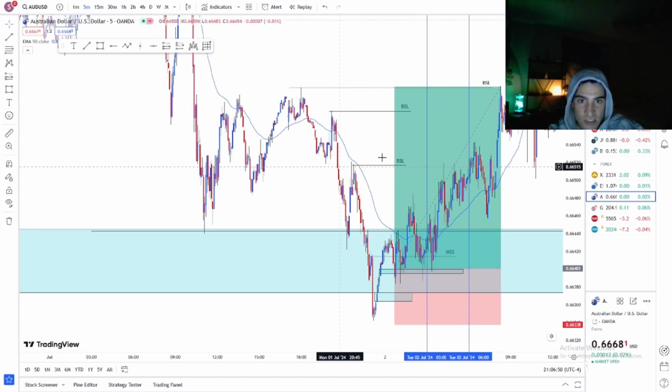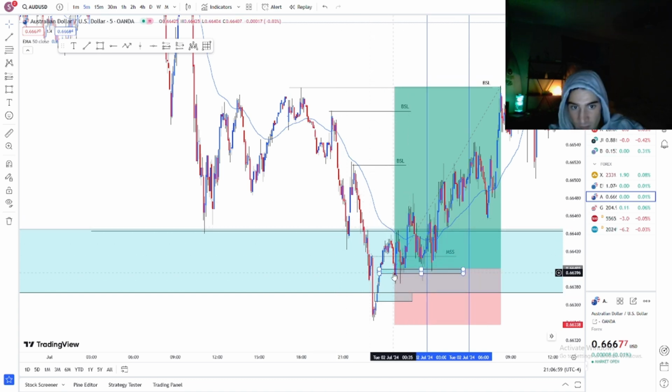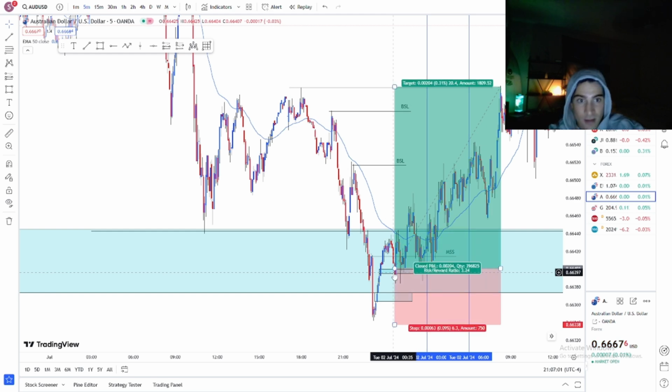We literally observed what the market was doing. We observed the sell side liquidity sweep. We observed the market structure shift. We observed the entry for the fair value gap. And now we enter and we just be patient, whether we get stopped out or if we hit TP.